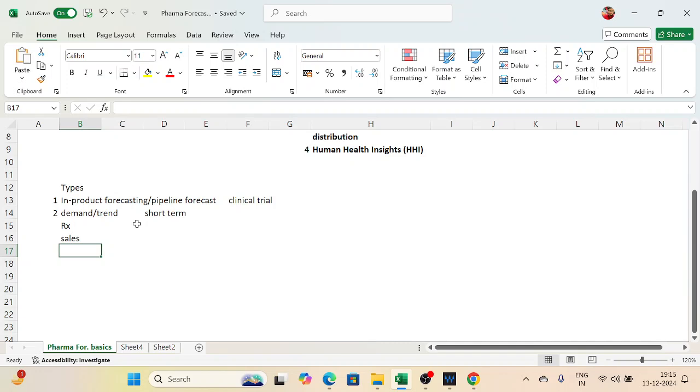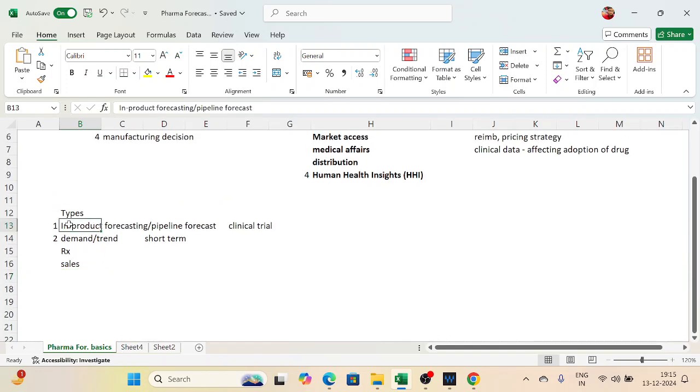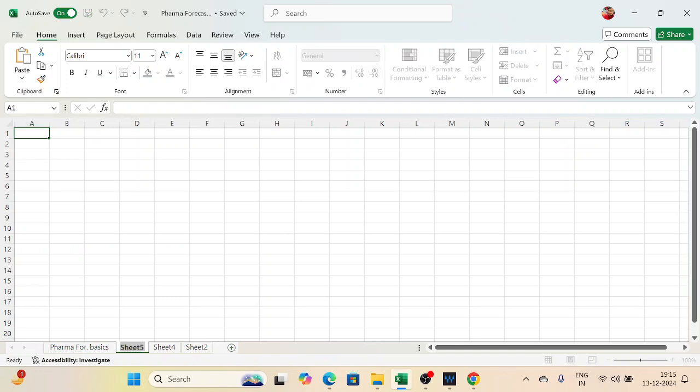So let's move to in-market product forecasting, which is for the market sizing of a product which is in the pipeline. So this is very important. In-market product forecasting.